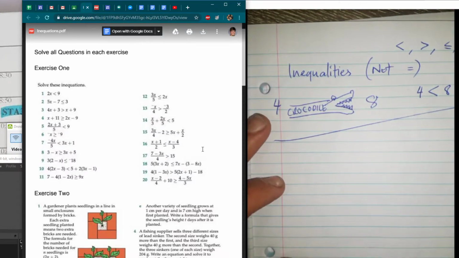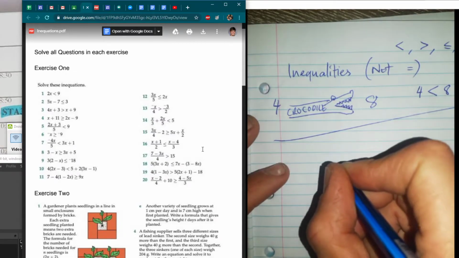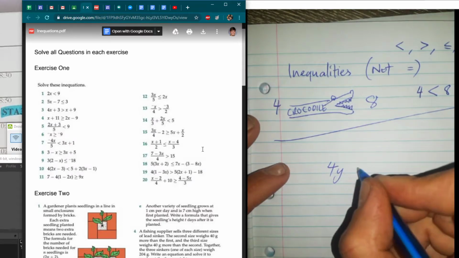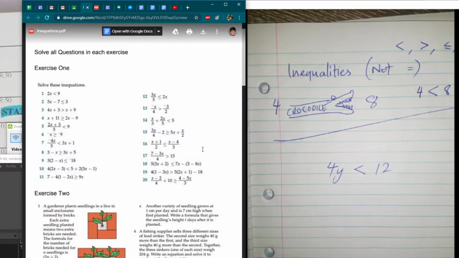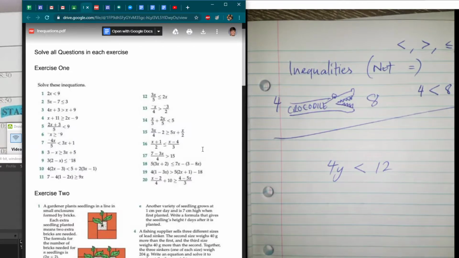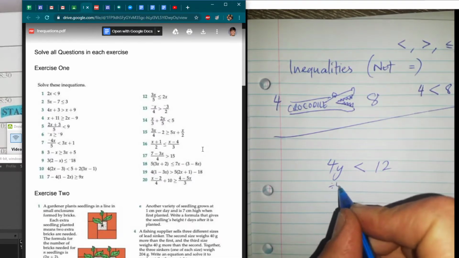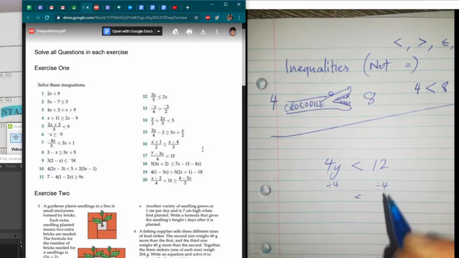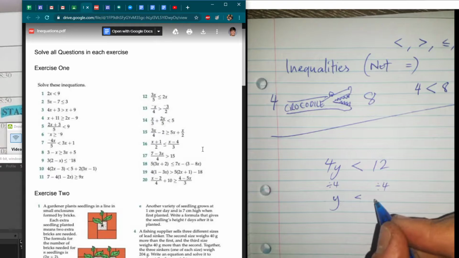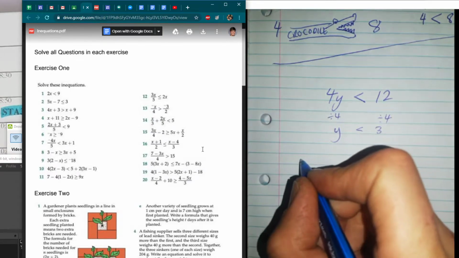So let's start off with a real simple one. We know that 4y is less than 12. When we're dealing with inequalities, we follow the exact same rules with one exception. So here, there's no exception. So we can just divide this side by 4, divide this side by 4, and we get y is less than 3.